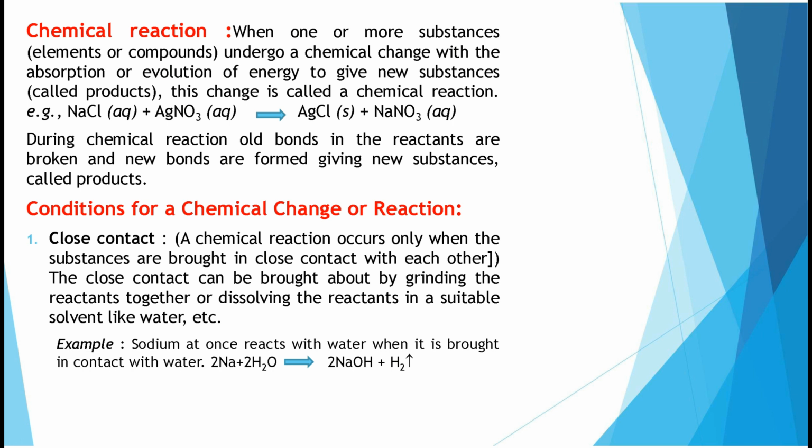Then the next topic is conditions for a chemical change. What conditions are required for a chemical change? First is close contact. A chemical reaction occurs only when substances are brought in close contact with each other. So how can they be in close contact? It can be brought about by grinding the reactants or dissolving the reactants in suitable solvents. So when reactants come into close contact, the reaction will occur.